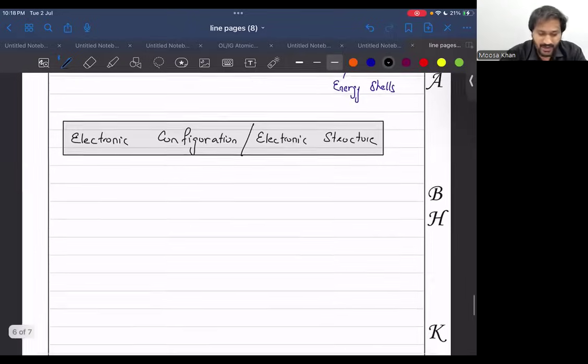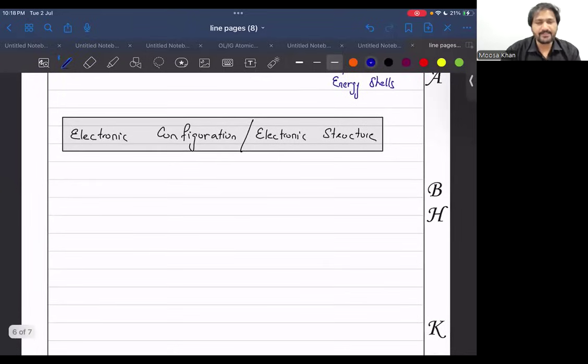Electronic configuration or electronic structure is basically how many electrons revolve in how many orbits. In order to make the electronic configuration of any atom, first you have to understand a few basic rules. And what are the rules for making electronic configuration? These are very simple rules. मैं लिखवा देता हूँ.